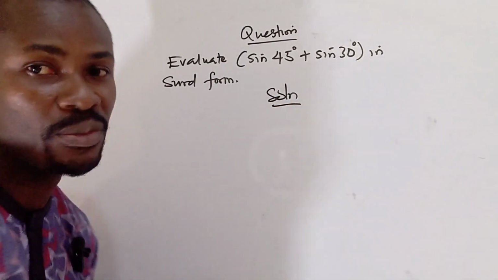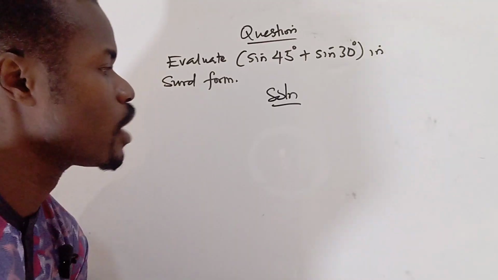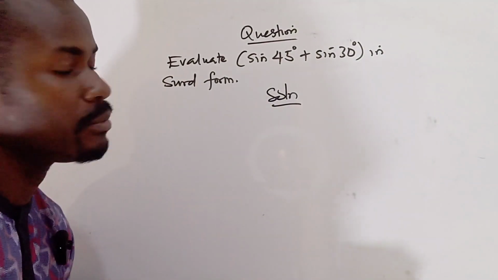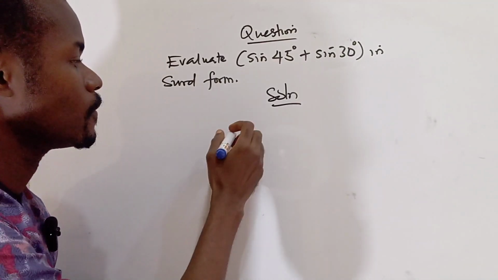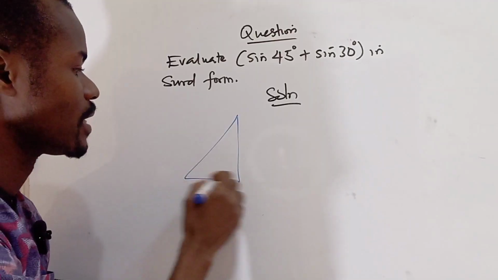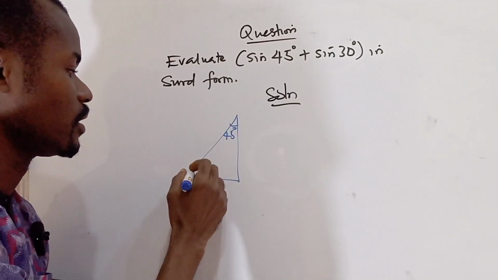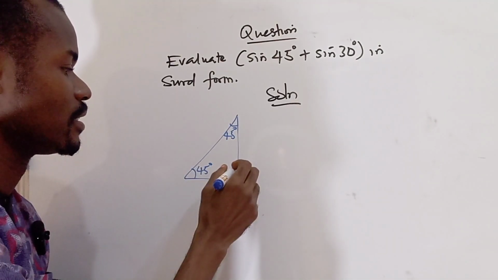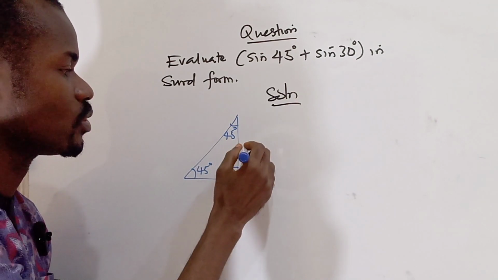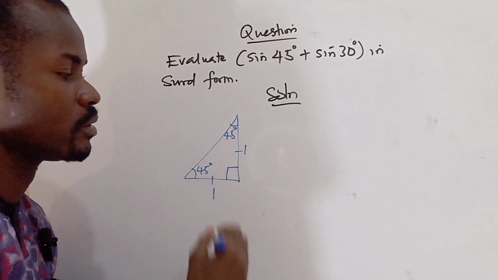So, our solution to this problem. The first thing is I want to draw our special angles and include the angles there. Let me draw the triangles. For 45, you draw a right angle triangle like this. Here is 45 degrees, here is 45 degrees, and this is 90. Now, since this is 45 and this is 45, these two lengths are equal. So here is going to be 1, here is going to be 1.